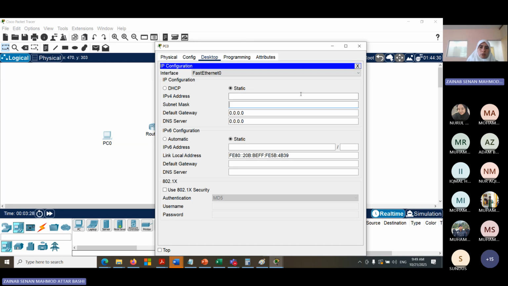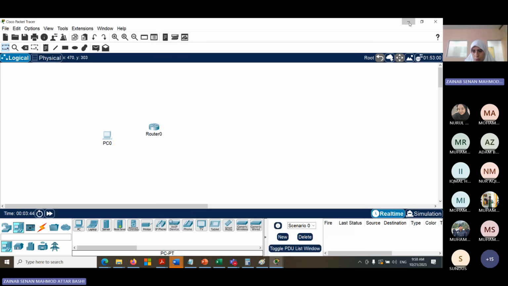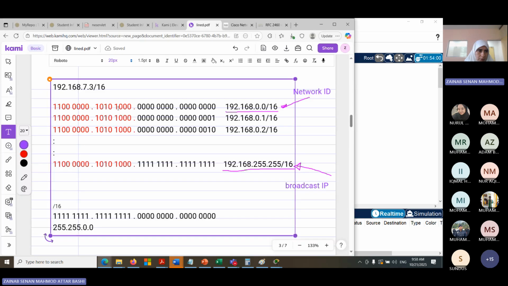Same thing, let's try the other one, the last IP address, 192.168.255.255. Same thing, it tells you this cannot be used as an IP address. So choose any number in this range, but not the first one and not the last one. I can use 1, 2, 3, 4, up to 254.